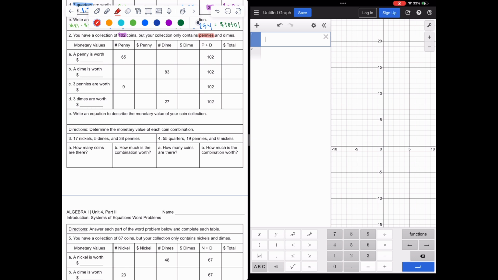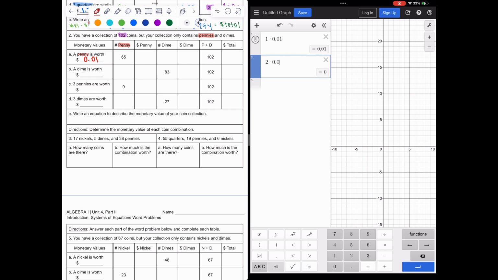So we've got quite a few more coins in our collection, but our collection is only made up of pennies and dimes. So now we have to start transitioning our brain into thinking about a penny. I know that each penny is only worth 1 cent. As a decimal, 0.01. Keep your decimals and all your zeros really in place here with pennies and dimes.